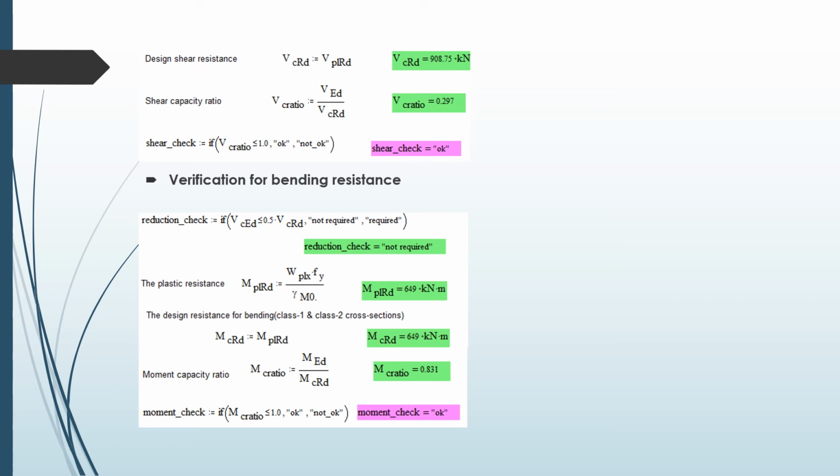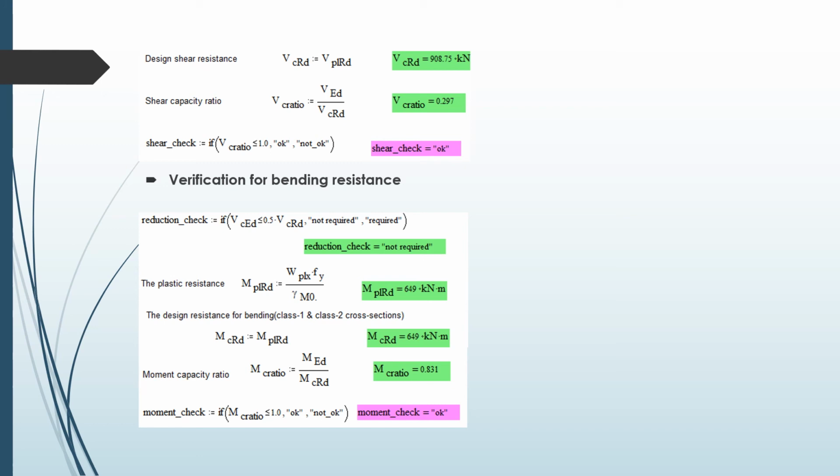So we conclude the design shear resistance VC,Rd will be equal to the plastic shear resistance, that is VC,Rd equal to 908.75 kN. Therefore, the shear capacity ratio, which is VEd by VC,Rd, is equal to 0.297. As this is less than 1, we can say that the shear capacity verification is satisfied. Next, we will go for verification for bending resistance.